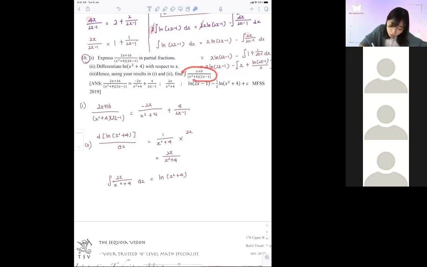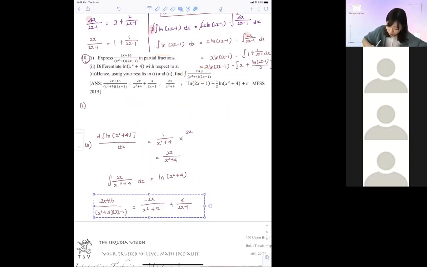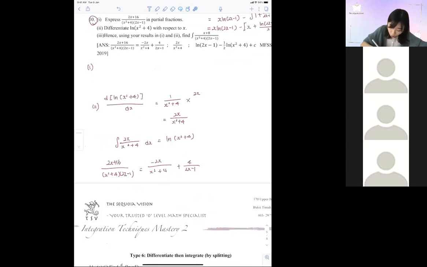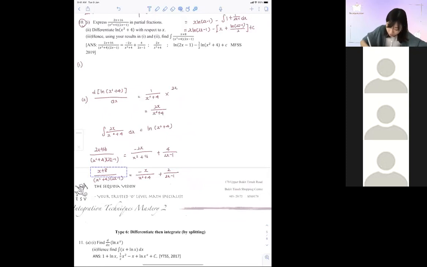Okay, look at the one that they ask you to integrate. It looks very similar to your part 1. So we can just work from the part 1. Okay, so this is my part 1 answer. I will just bring it down. I don't want 2x plus 16. I want x plus 8. I have to divide by 2. So everything divide by 2. X plus 8 over x squared plus 4 times 2x minus 1 is equals to minus x over x squared plus 4 plus 2 over 2x minus 1. Everything divide by 2. Then I have it here.